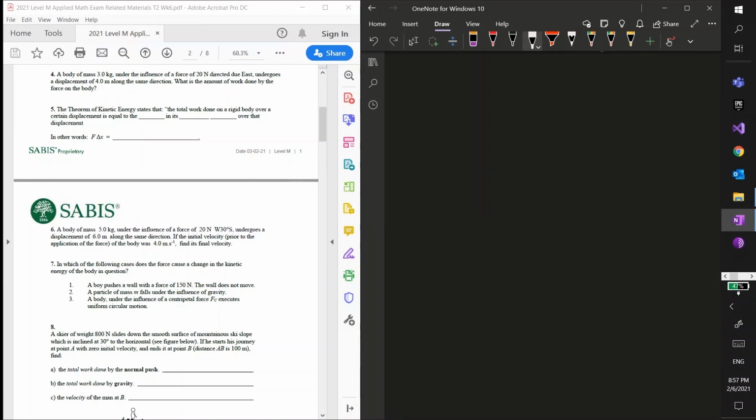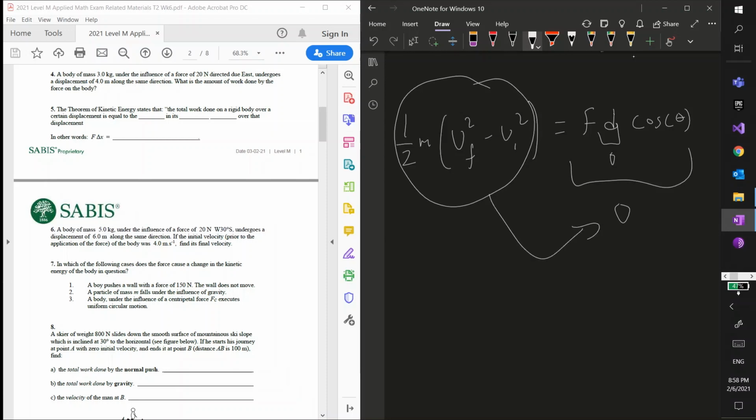So in question 7, which of the following cases does not cause a change in kinetic energy? Change in kinetic energy, as I said before, is v final squared minus v initial squared, times half m. And this is of course equal to force times displacement times cosine theta. Which of the following causes a change in all of this? A boy pushes a wall with a force of 150, the wall doesn't move, and displacement is 0. If this is 0, this entire thing is 0. So change in kinetic energy is equal to 0. So there's no change. So 1 is not true.